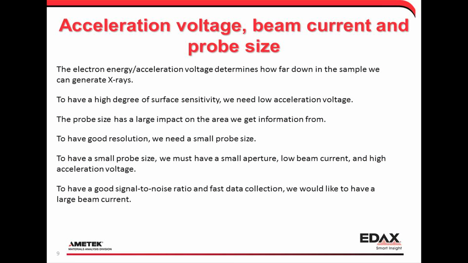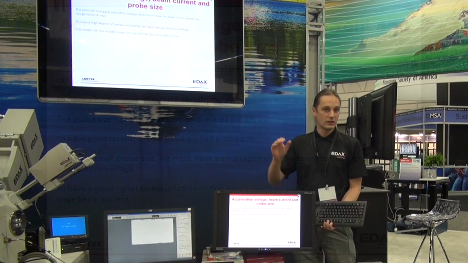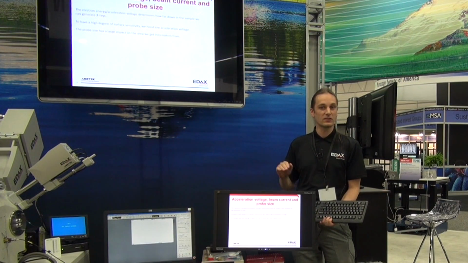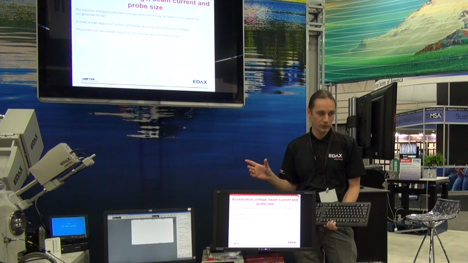But that gives us a few issues. So basically the acceleration voltage or the electron energy defines how far down we can generate X-rays. We need low acceleration voltage to be surface sensitive. But the probe size, the spot we have on our sample, also has a large effect on where we are getting our information from. The depth we're getting information from is limited by the acceleration voltage.